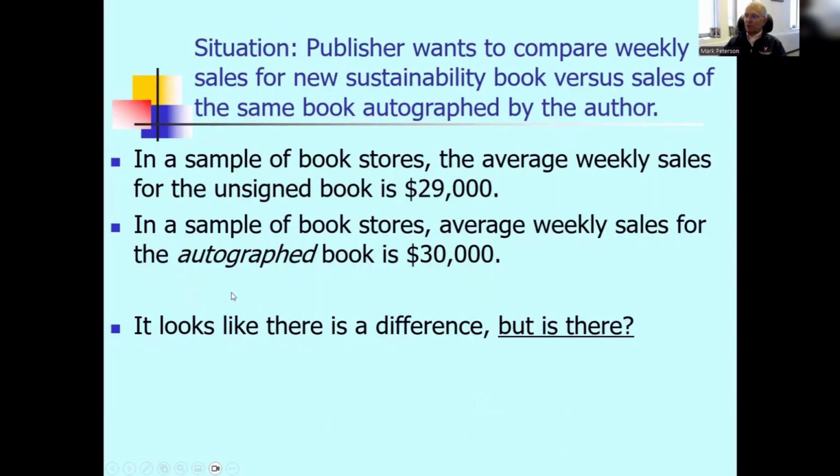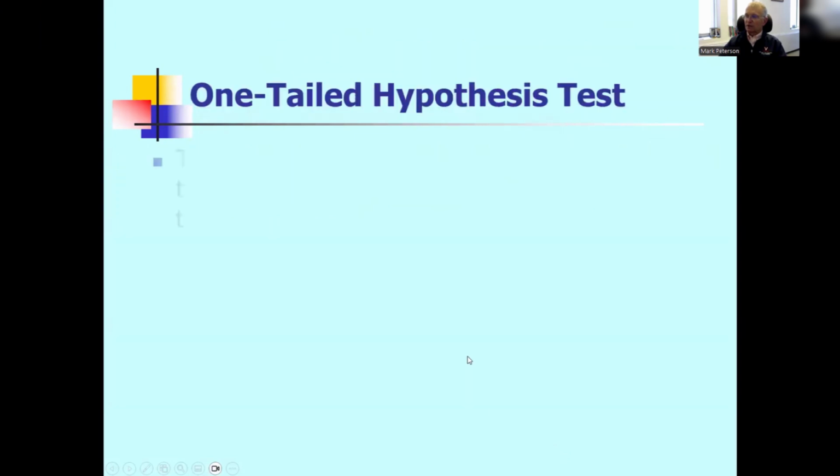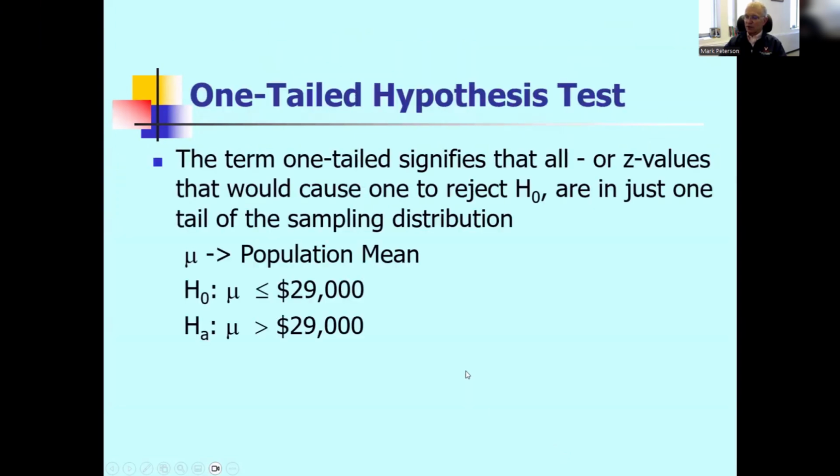Okay, so here's an example. A sample of bookstores. The average weekly sales for the unsigned book is $29,000. The average weekly sales for the autographed book is $30,000. So it looks like there's a difference, but is there? All right, let's go to our setup here.